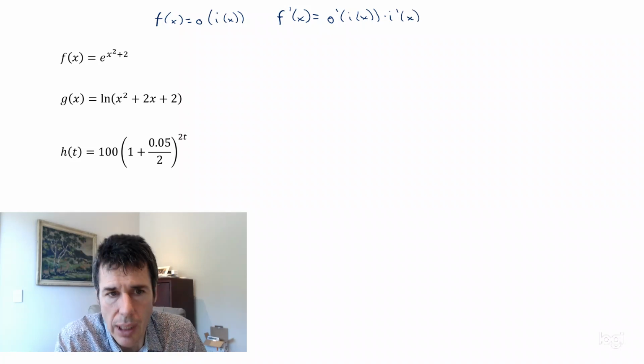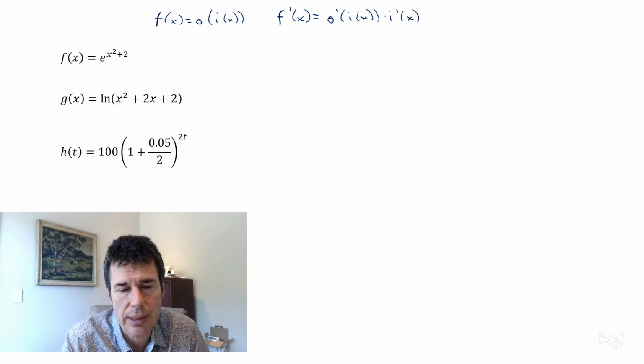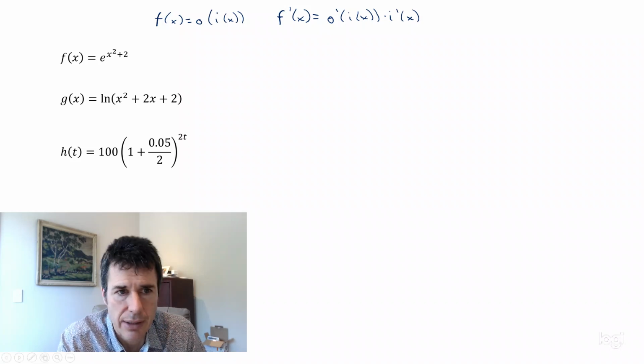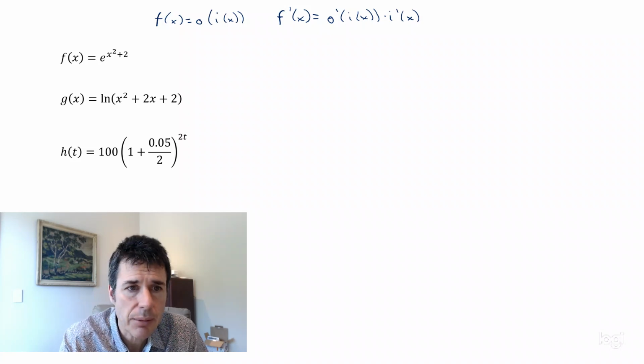Okay, so taking derivatives for the chain rule is all about choosing the inner and outer functions. And sometimes that's pretty straightforward. These ones are pretty clear, but sometimes it's a little harder to think about. And you do have choice of outer and inner functions. And what you want to think about are functions that you know how to take the derivative of.